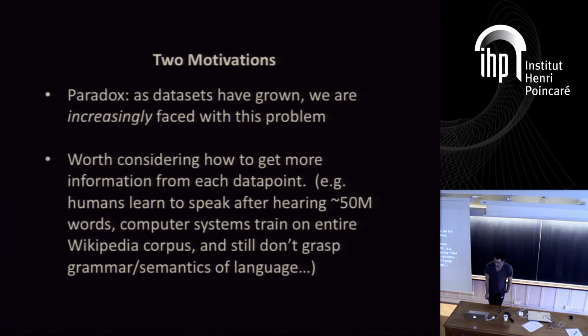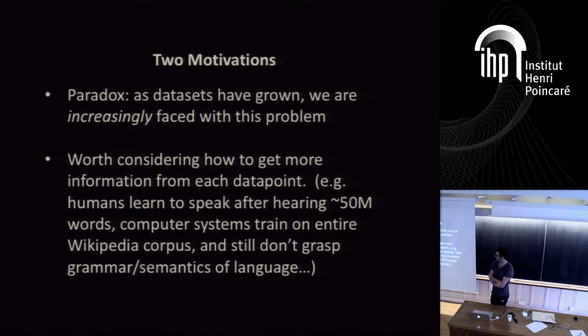There are a few motivations for this. One of the motivations is that there's this apparent paradox. Even though data sets have been growing and we get more and more data, in some sense we're increasingly in this undersampled regime. Even though our data sets have gotten really, really big, we're even more ambitious in trying to figure out properties of extremely complex distributions, and somehow it seems like we're increasingly faced with this undersampled regime. I'll give a few examples in a second.